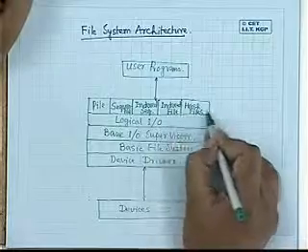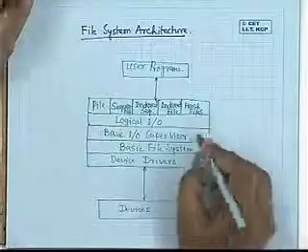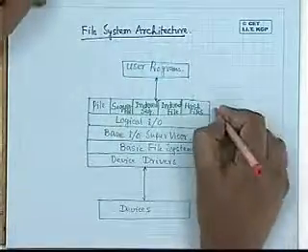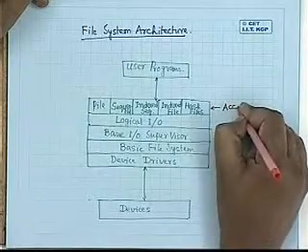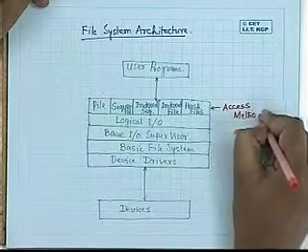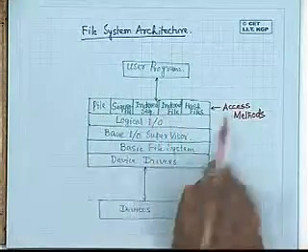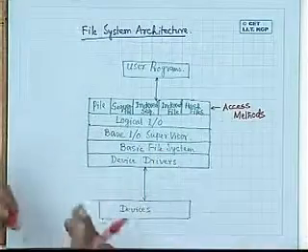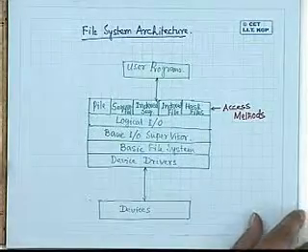Okay, and since this is the layer which gives access to different contents of a file to the user program, this is also known as access methods. So all the routines that are put in this layer are nothing but access methods. Okay. Now all these functions can also be considered in some other way.